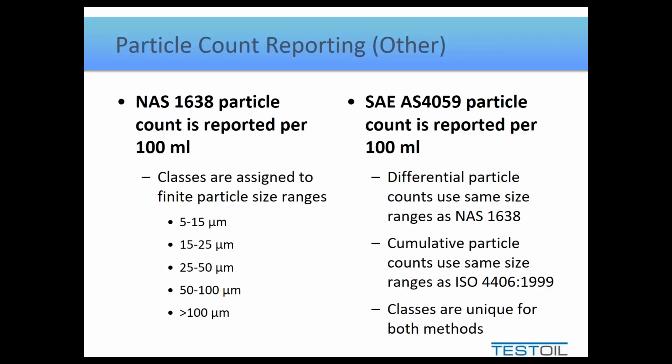The other method of reporting is by SAE. Now, SAE has two different ways of doing it. They can do a differential count, much like I just described NAS, or they can do a cumulative count, like the ISO 4406 method. But in both cases, they still use the 100 milliliter sample, so that sounds like NAS, but they use different classes, different numbering systems. So just to complicate things a little bit, you've got three different ways of viewing exactly the same result, and they don't cross-compare very well. Now, you can convert back and forth between an NAS and an SAE, but you cannot, like I said, convert back to an ISO, whether it's to an NAS or an SAE.